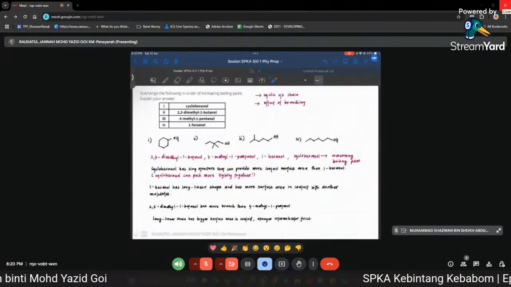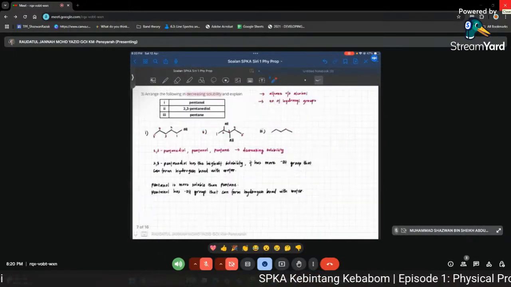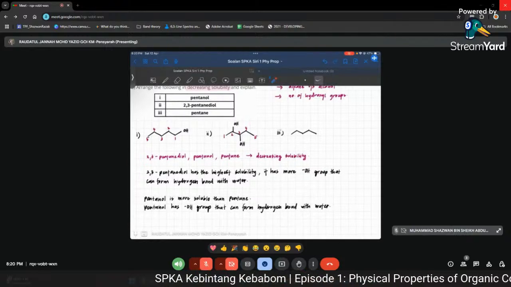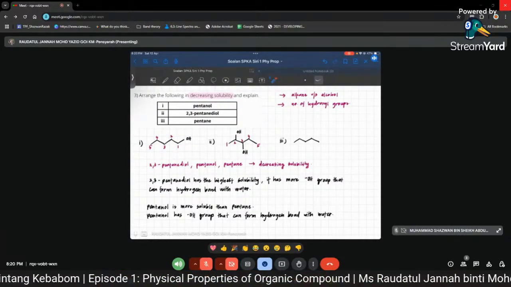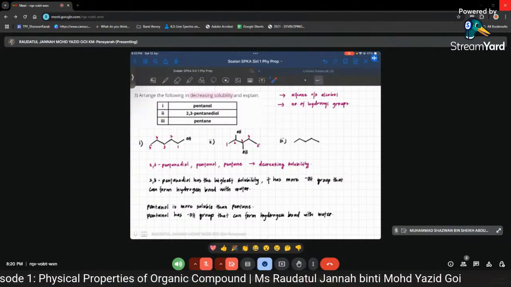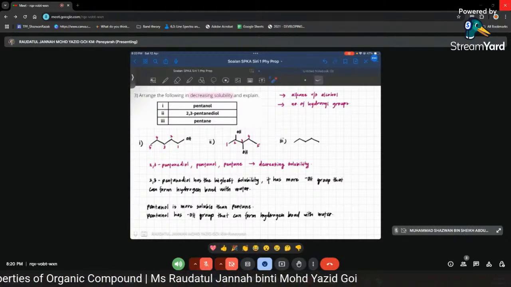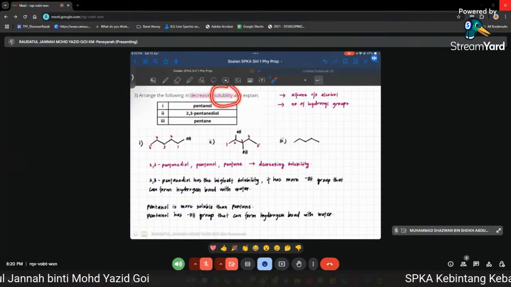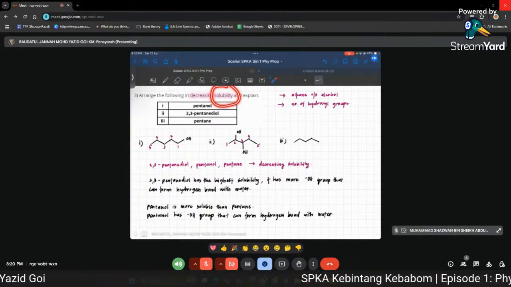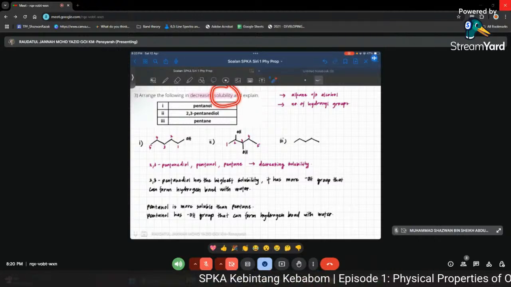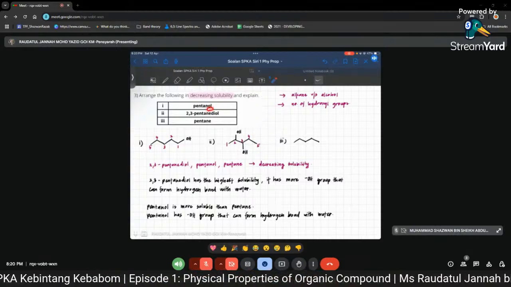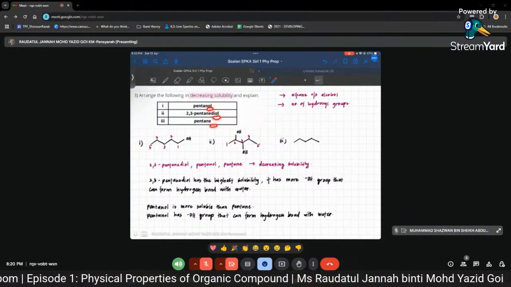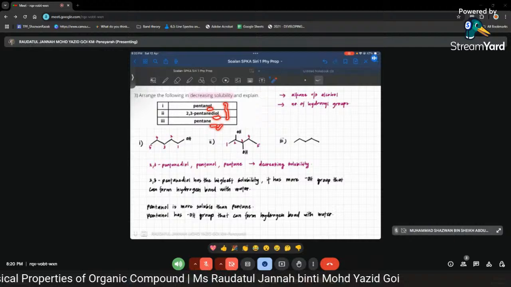Okay, and let's continue to the third question for the night, which is on how we're going to arrange pentanol, 2,3-pentanediol, and pentane in the order of decreasing solubility. Okay, so macam yang I cakap previously, solubility is basically the ability of a species to form intermolecular forces with solvent molecule. So sekarang bila mana you tengok compound yang you ada, pentanol, pentanediol, and pentane, you tahu these two is alcohol and this one is alkane.